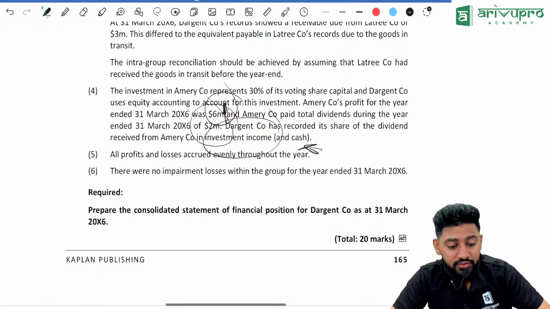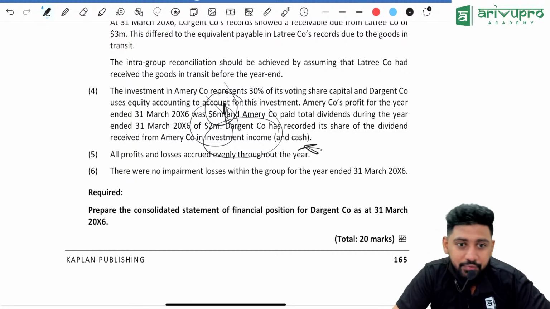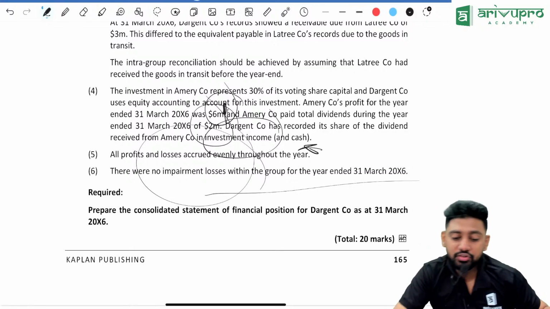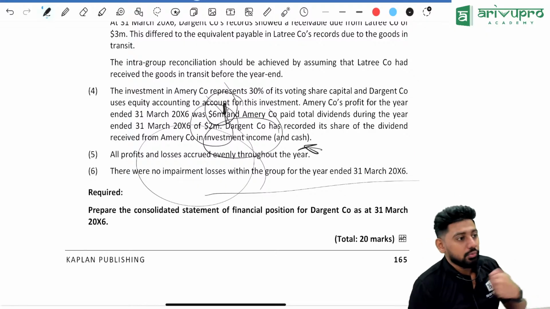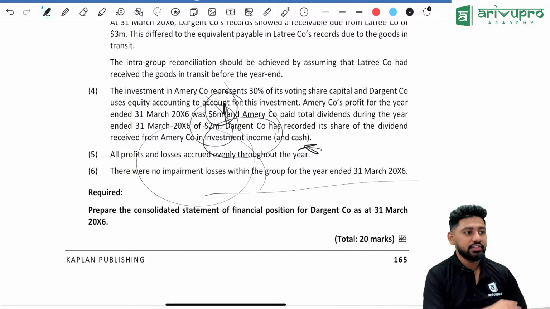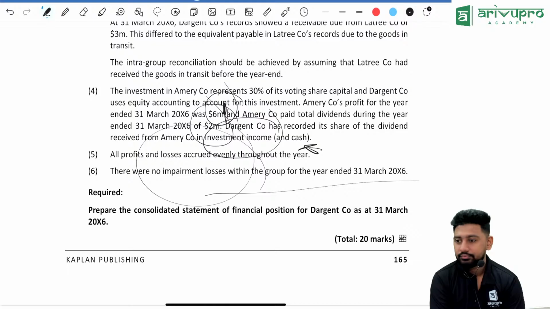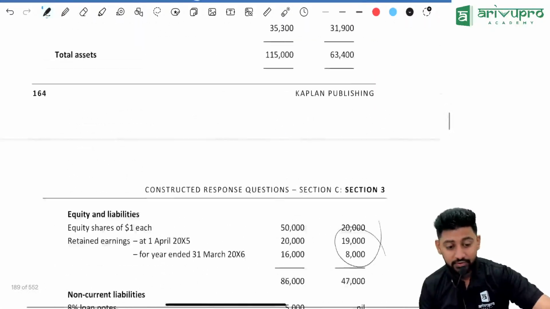Going back, all profits and losses accrued evenly throughout the year. Okay, that is for mid-year acquisition. There were no impairment losses within the group for the year ended 31st March 2016. Now you sit in the exam and think, okay, there was no impairment, so what adjustment should I do? You'll confuse yourself. Nothing to do. All the adjustments, all the notes are done. Are we clear?